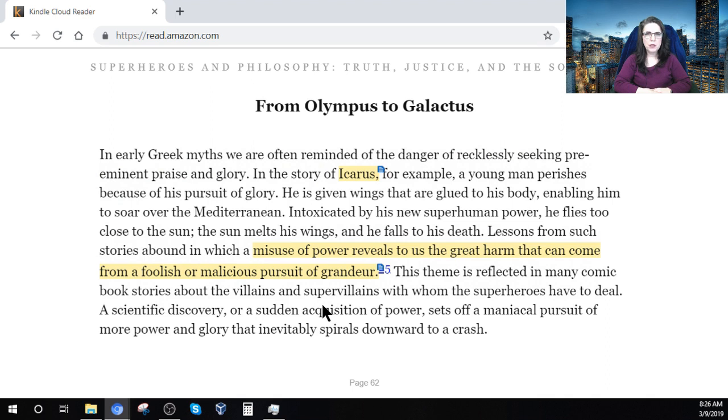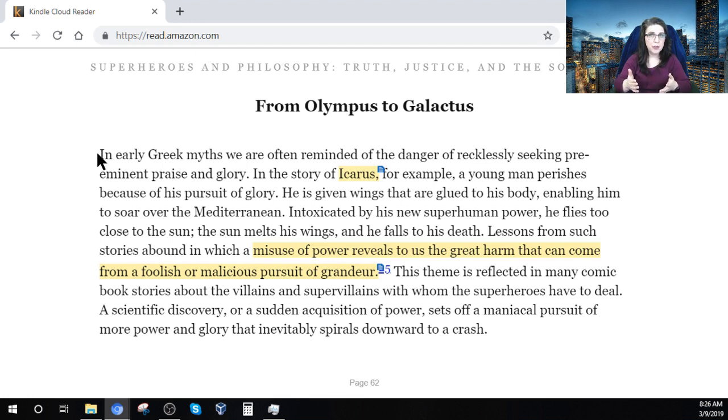Now, the first comic book characters that they choose to use are Olympus and Galacticus. But before they proceed there, they want to show you that this is not a new concept, that comic book characters are actually drawing from classical stories. So they begin: in early Greek myths, we are often reminded of the danger of recklessly seeking preeminent praise and glory. In the story of Icarus, for example, a young man perishes because of his pursuit of glory. He is given wings that are glued to his body, enabling him to soar over the Mediterranean. Intoxicated by his new superhuman powers, he flies too close to the sun, and the sun melts his wings and he falls to his death.